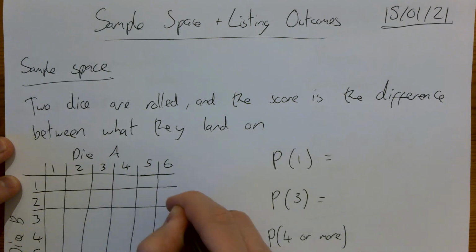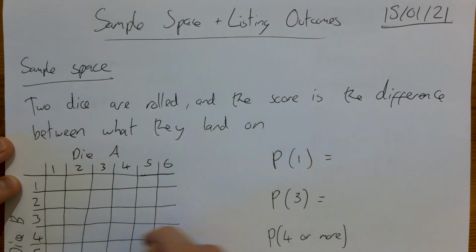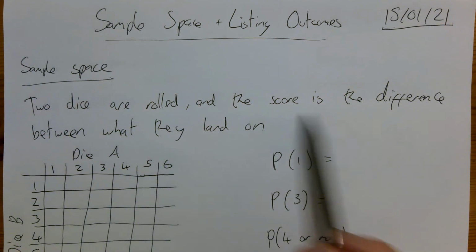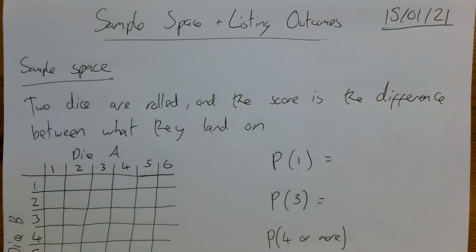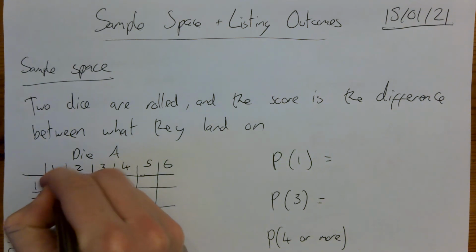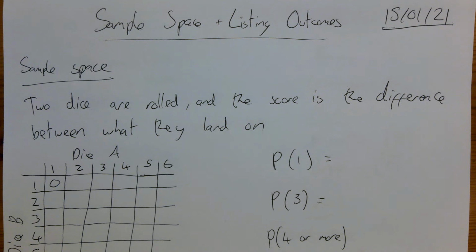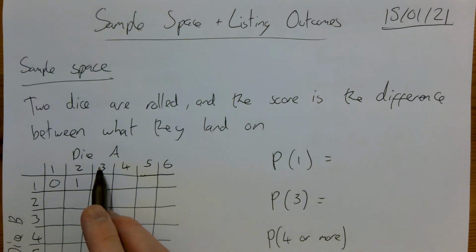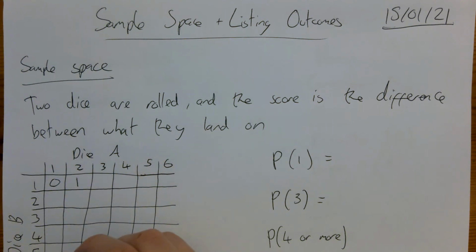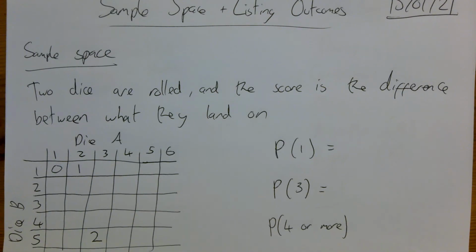Now let's look carefully. We did some yesterday where we added them together, but this time the score is the difference between what they land on. So if dice A lands on 1 and dice B lands on 1, the difference between what they land on is 0. If dice A lands on 2 and dice B lands on 1, the difference is 1. If dice A lands on 3 and dice B lands on 5, then the difference is 2. So pause the video now and see if you can have a go at drawing out that sample space diagram for this problem and filling it in.